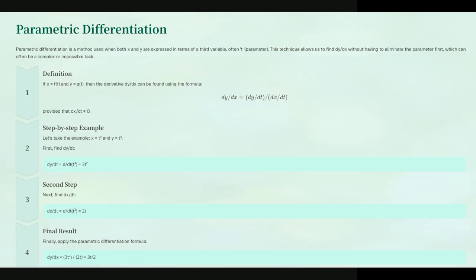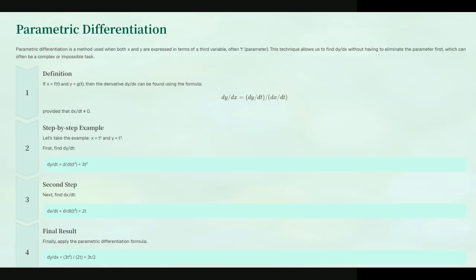We are given x is equal to t squared and y is equal to t cubed. So of course, what do we need? We need dy/dt and we need dx/dt. So we differentiate y with respect to t, and that's going to give us 3t squared. Next, we differentiate x with respect to t, and that's going to give us 2t. And now the formula says we divide. So we have 3t squared over 2t, and that should give us 3t over 2.